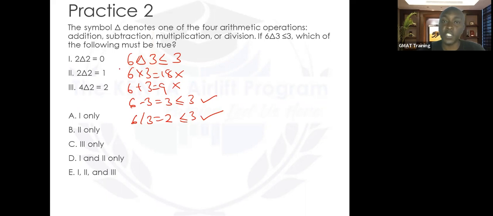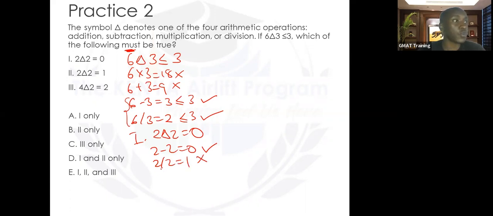For the statement to be true, since we've been asked about what must be true, then a statement should satisfy both of these operations. So let's dig in and see. Statement 1, 2 triangle 2 is equal to 0. 2 minus 2, well, that is 0. Satisfies the subtraction. 2 divided by 2, that's 1. Doesn't satisfy the division. So statement 1 must not be true. It could be true, but it must not be true. So statement 1 is out.